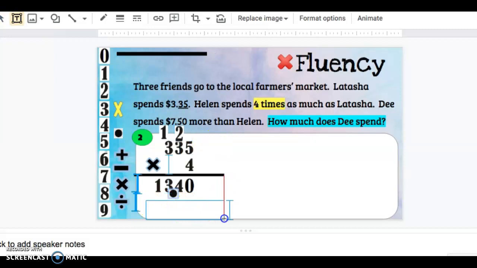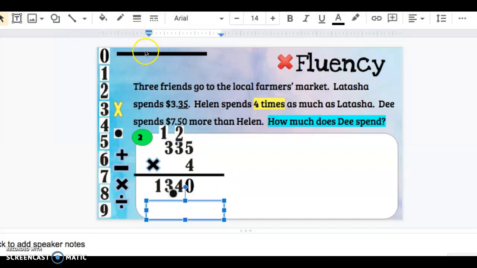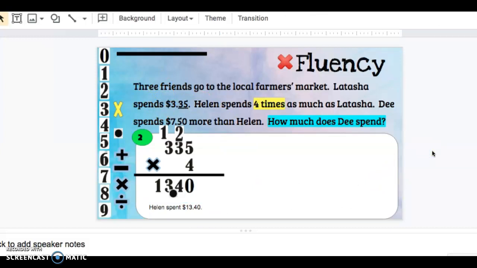So we're going to put down here, and you won't have to worry about putting this text box there. It'll be there for you. Helen spent $13.40. Again, that will be there for you, so you won't have to type that. So now we have to figure out D spent $7.50 more than Helen.